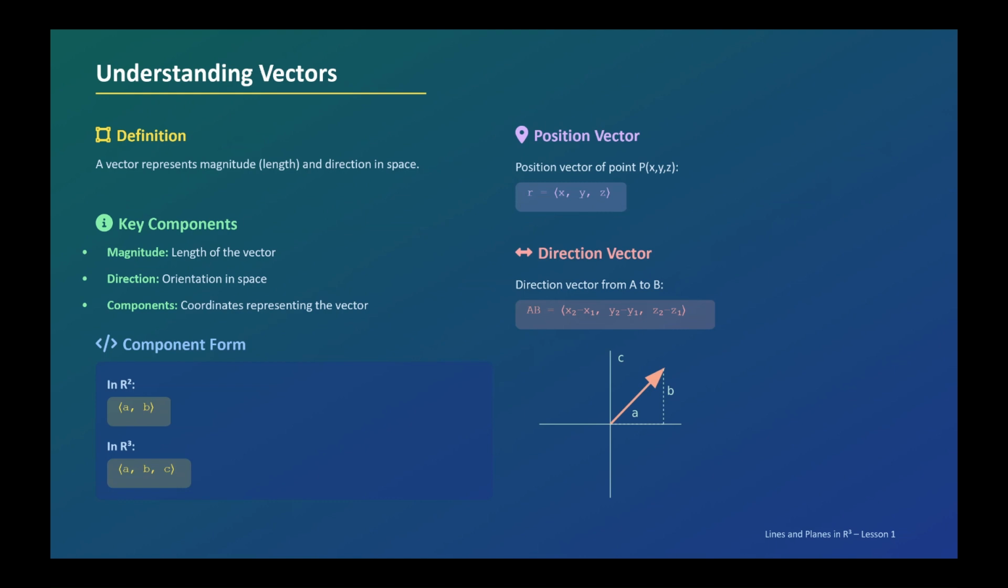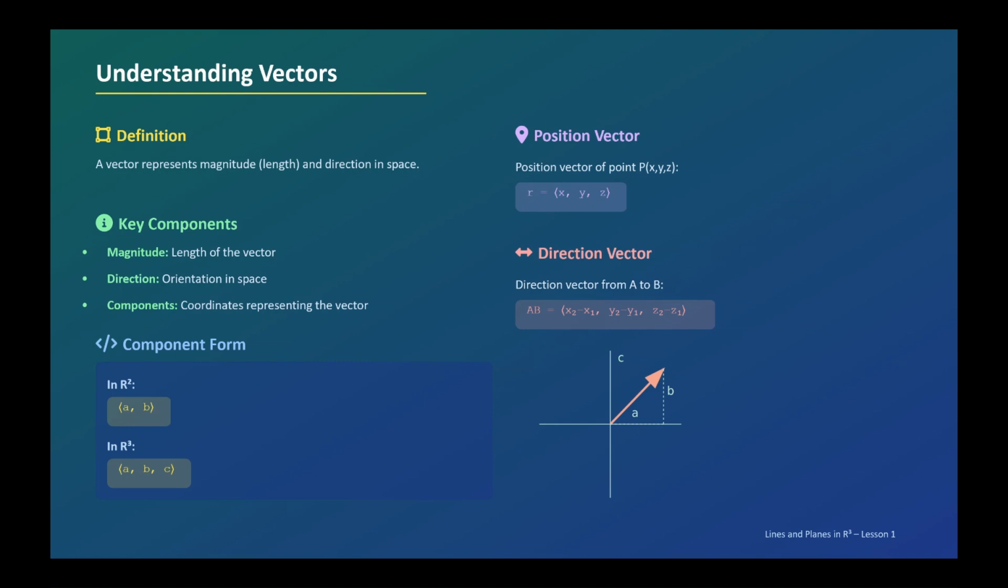So let's start with vectors. A vector is simply something that has magnitude and a direction. In two dimensions, we write a vector like angle brackets a, b, and in three dimensions, we write it like angle brackets a, b, c. For example, the vector angle brackets 2, -1 means point 2 units in the x direction and -1 in the y direction.